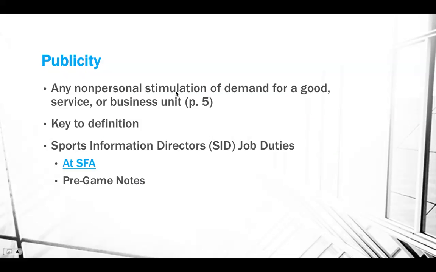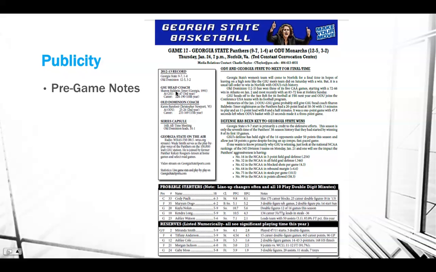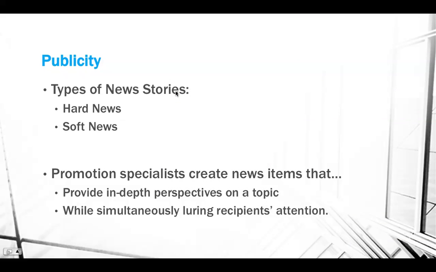People want to learn about the sport, and so they create a lot of things such as pregame notes. So here's an example of pregame notes, just created by, I guess, this is Georgia State. But essentially, it gives you basic information about the team that the media would want to cover. So any interesting stories, things like that. They would create things such as hard news and soft news. So hard news stories would be facts, the who, what, where, when, why, and how, those types of stories. But then also create soft news stories.